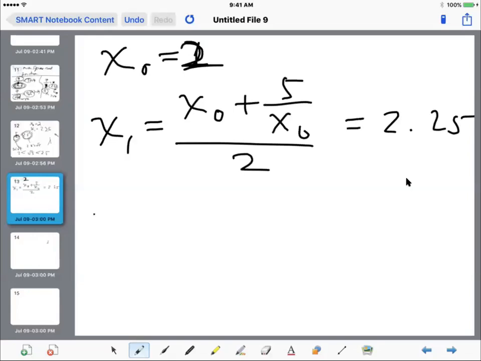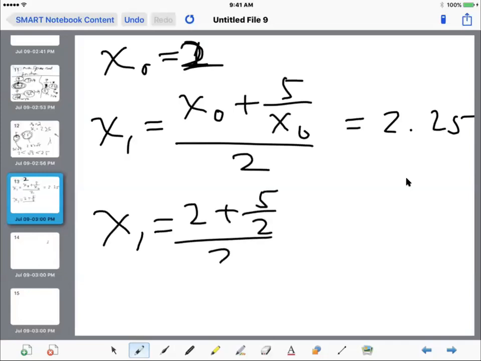I personally like to use fractions instead of decimals, and I want you to also. Common denominators.